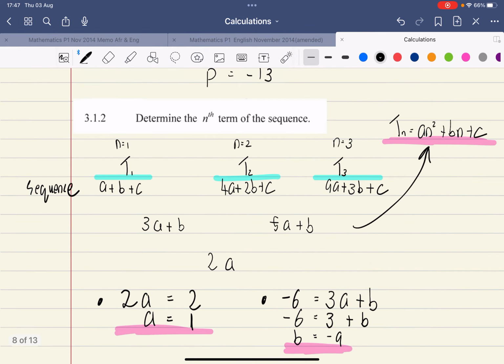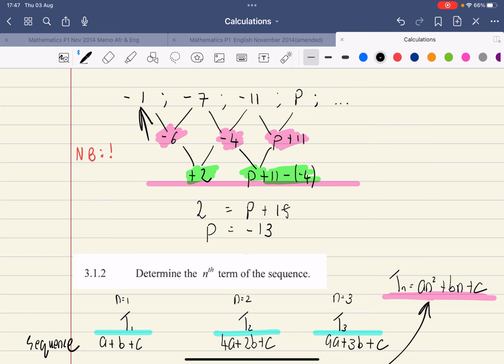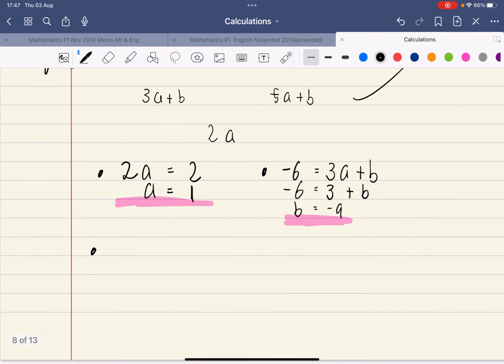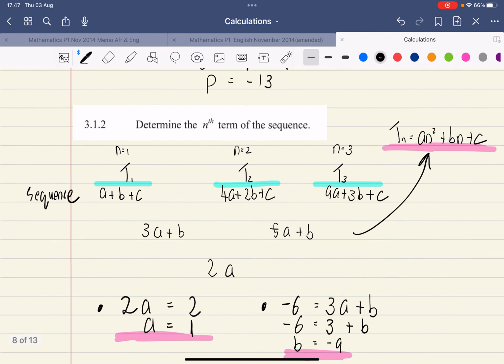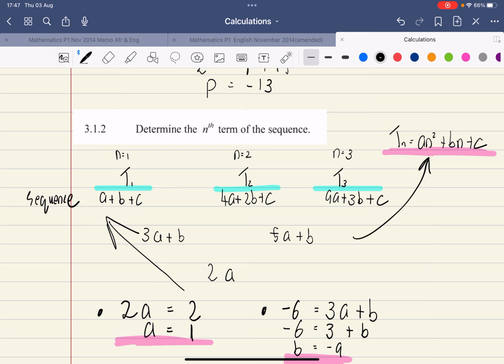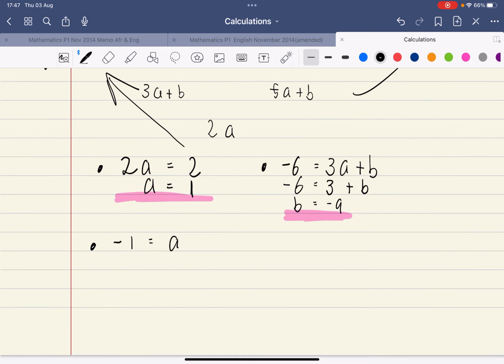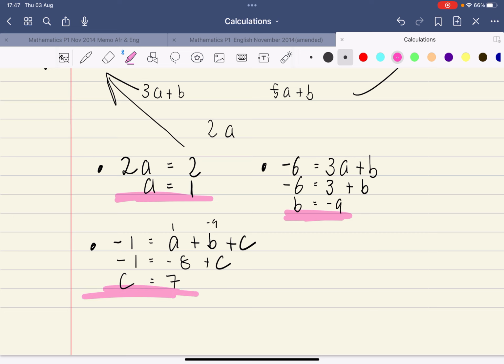And lastly, we're going to work up again, just like that, going up the tree. Minus 1 will be equal to, up the tree, A plus B plus C. But A is equal to 1, B is equal to minus 9, so what we have is minus 1 equals 1 minus 9, which is minus 8, plus C. C is equal to 7, if my arithmetic serves me. Yes. And fantastic, we have A, B, and C.